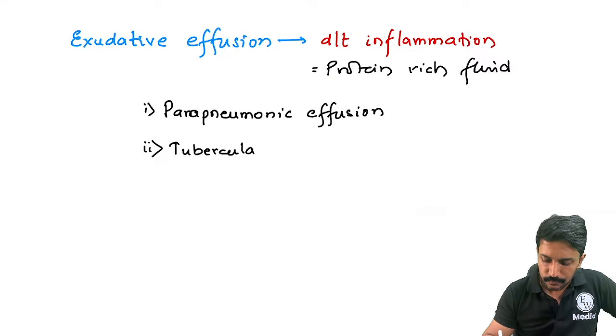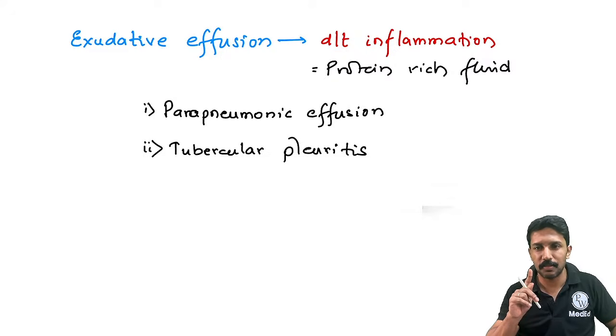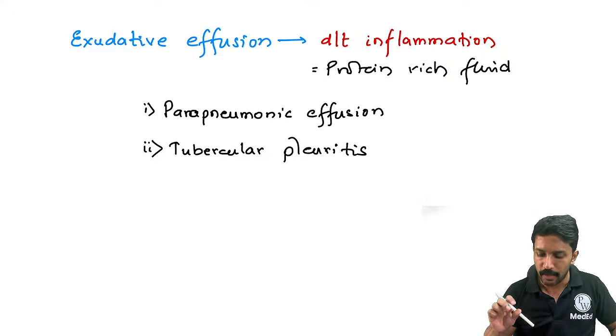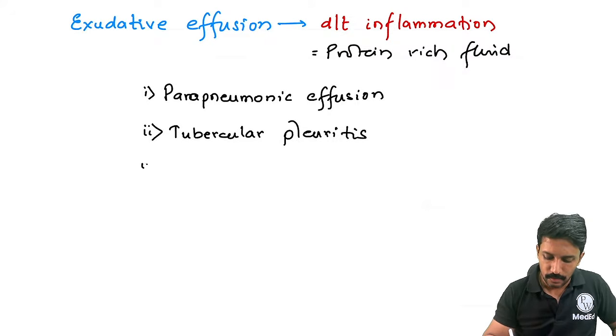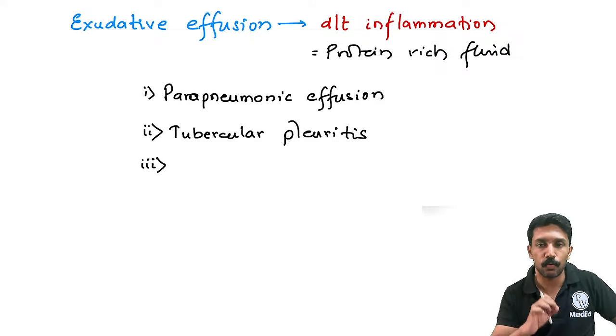tubercular pleuritis, inflammation of the pleura caused by tuberculosis. Inflammation is there, we will have exudative effusion, protein rich fluid. Parapneumonic effusion and tubercular pleuritis. Then third, patients with rheumatoid arthritis are prone to develop pleuritis.